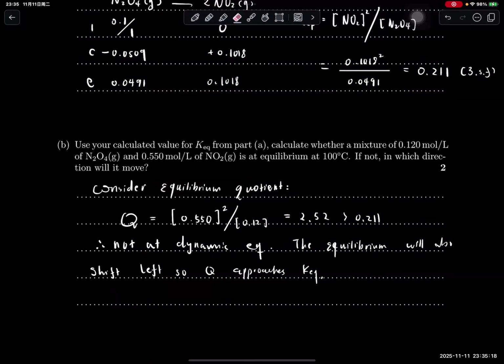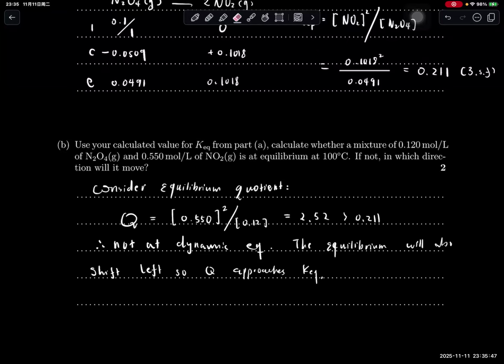Question B. Use your calculated value for Keq from part A. Calculate whether a mixture of 0.1 moles per liter of dinitrogen tetroxide and this much is at equilibrium. So the idea is we calculate the equilibrium quotient and compare it with the K value. If the quotient is larger, then equilibrium is overshot. So you want to shift towards the left in order for Q to approach K. If the quotient is smaller than K, then you would shift to the right.